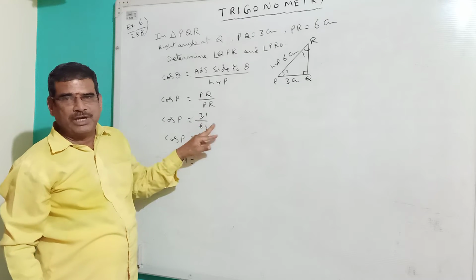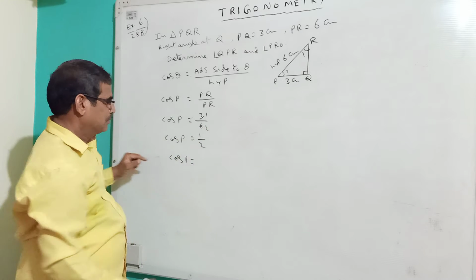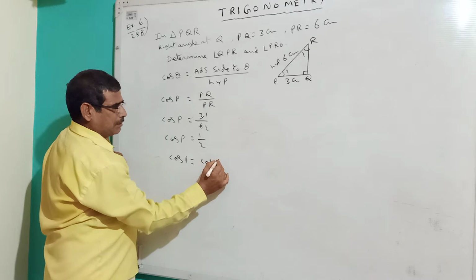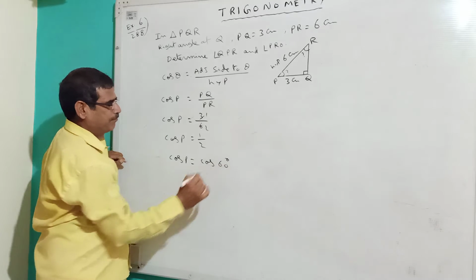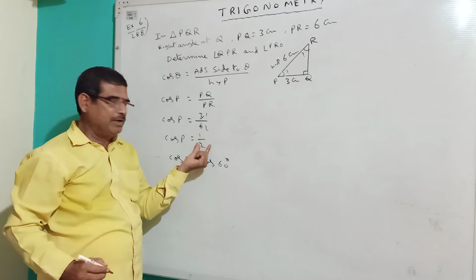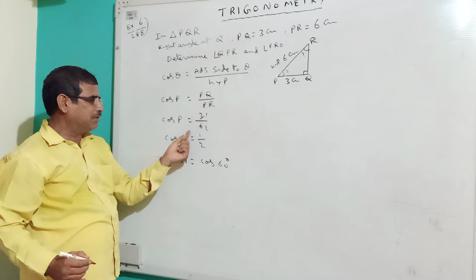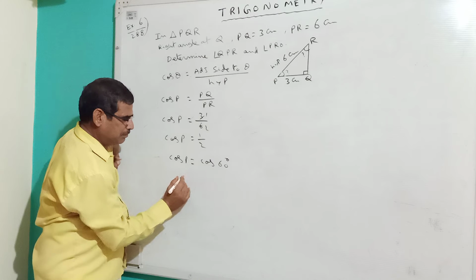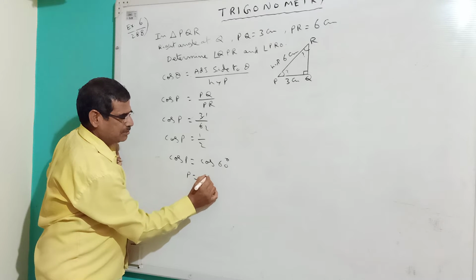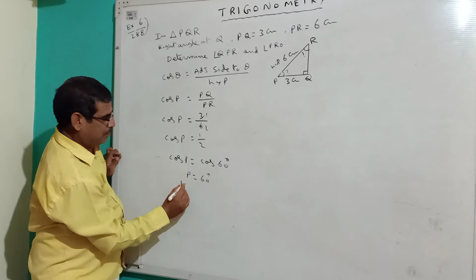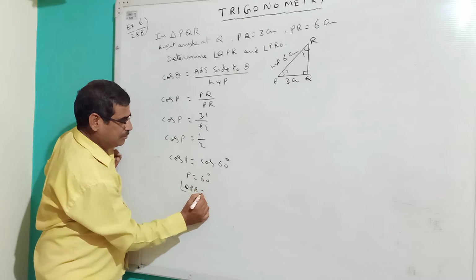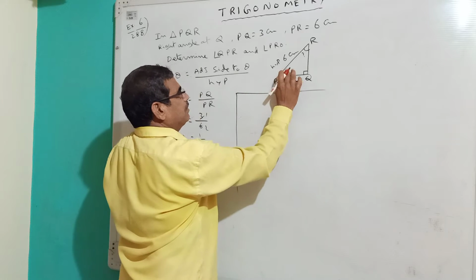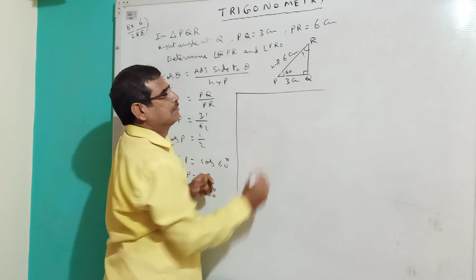In cos, at which angle will this 1 by 2 come? So at 30 degrees. So at 60 degrees, sorry. In cos, half will come at 60 degrees. So instead of writing 1 by 2, I am writing cos 60. Cos will get cancelled. P is equal to 60 degrees. Therefore, angle QPR is equal to 60 degrees. So this angle came, this is 60 degrees.